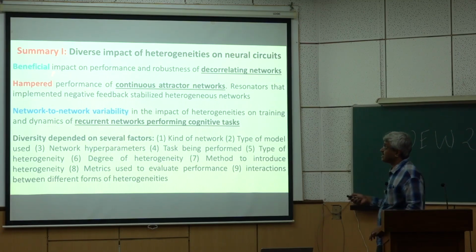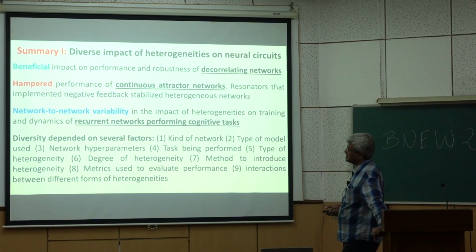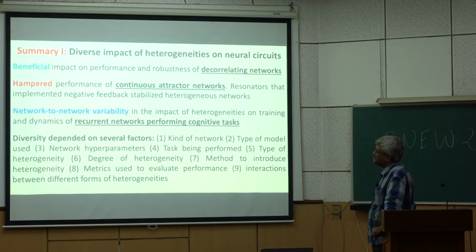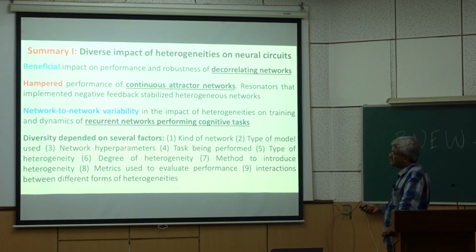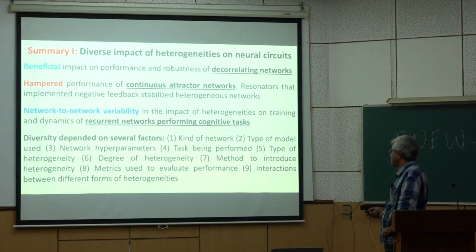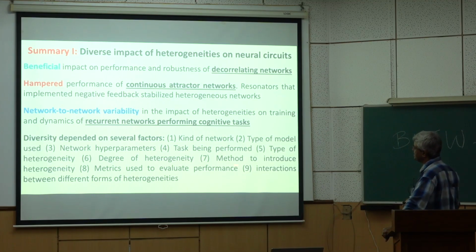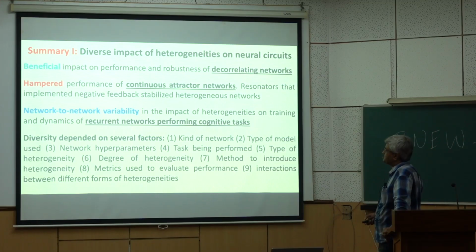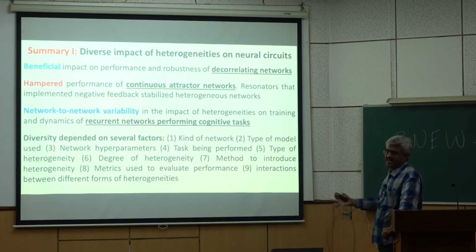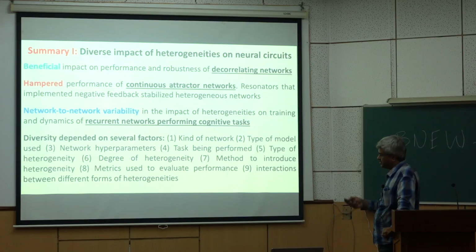So the diversity that we are observing: in one case it is beneficial, in another case it is hampering, and in a third case there was huge network-to-network variability. That diversity depended upon several different factors: the kind of network, the type of model used, the network hyperparameters, the task being performed, the type of heterogeneity, the degree of heterogeneity, the method to introduce heterogeneity. As I said, there are different ways of doing things. The metrics used to evaluate performance and interactions between the different forms of heterogeneity all play a role, which is why we have that 5-point framework for how to assess the impact of heterogeneities on neural circuits.